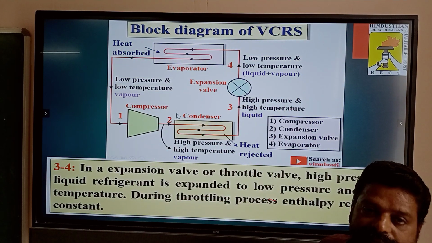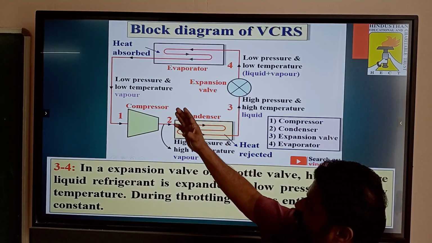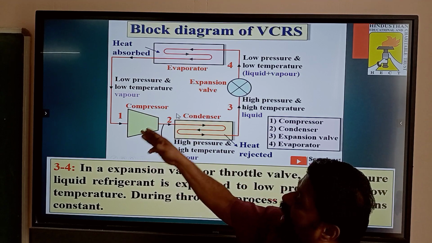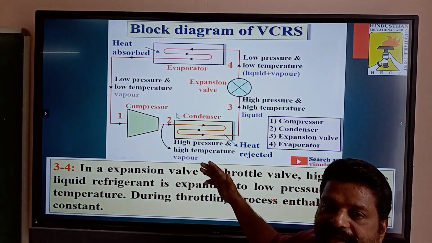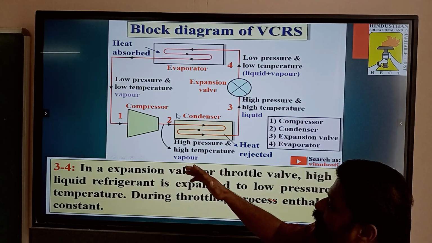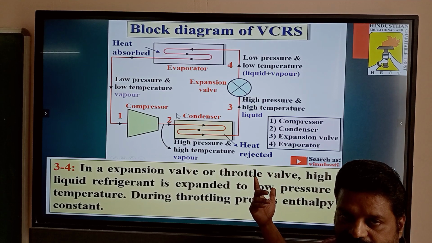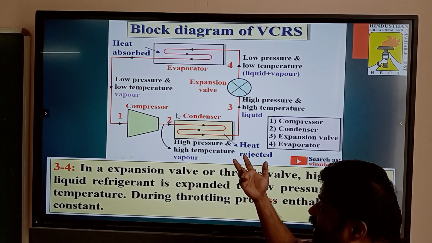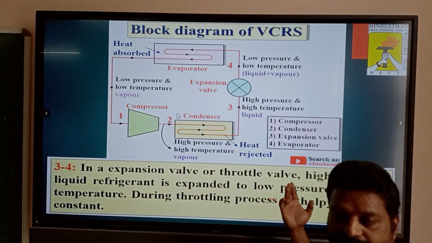Then the process continues, 1 to 2. The low pressure, low temperature refrigerant vapor enters the compressor and is compressed. Compressed means high pressure, high temperature vapor. It enters the condenser, where heat is removed to the atmosphere, and the vapor is again converted to liquid.